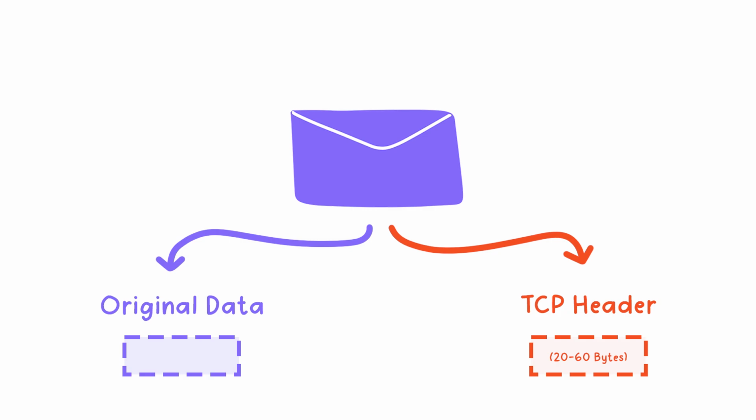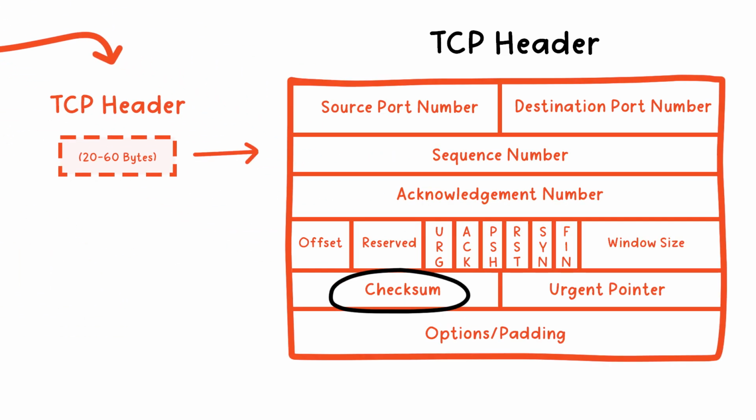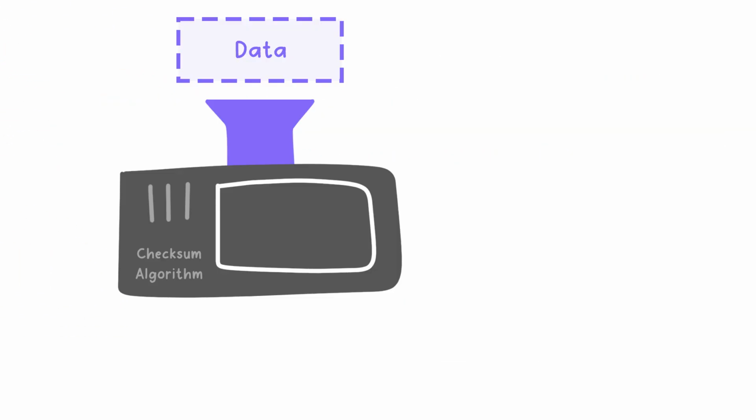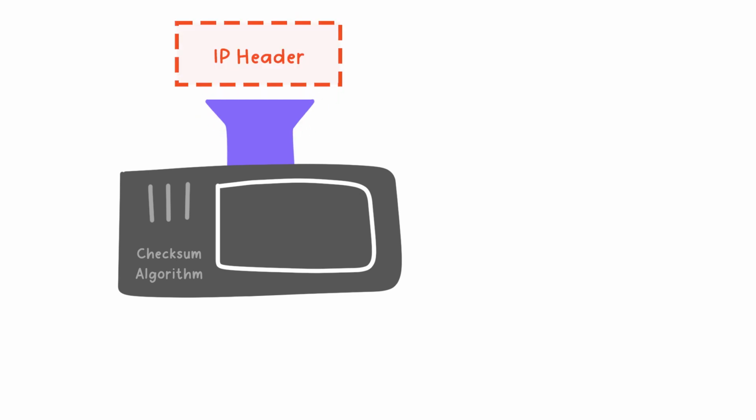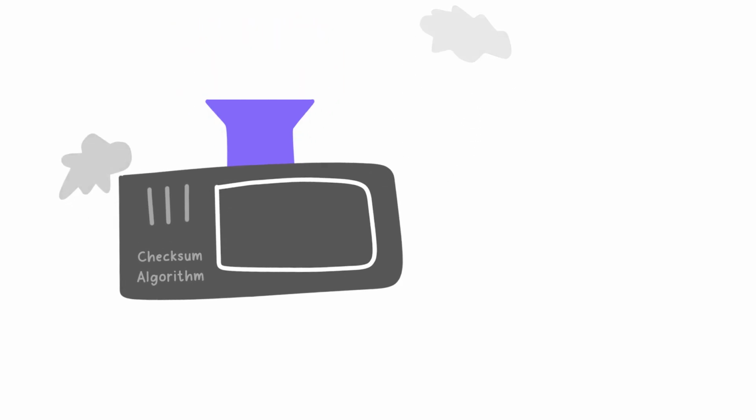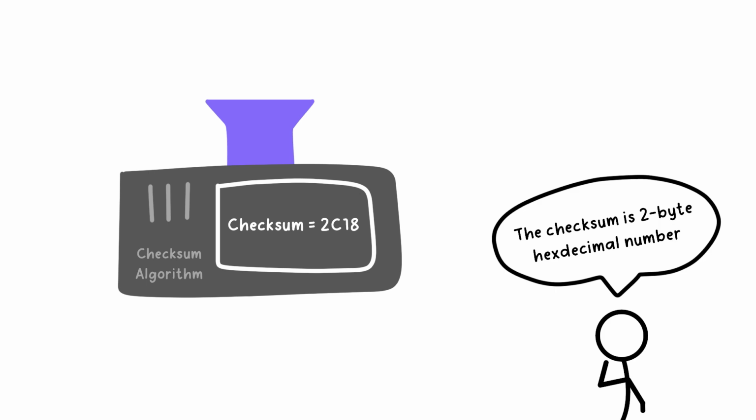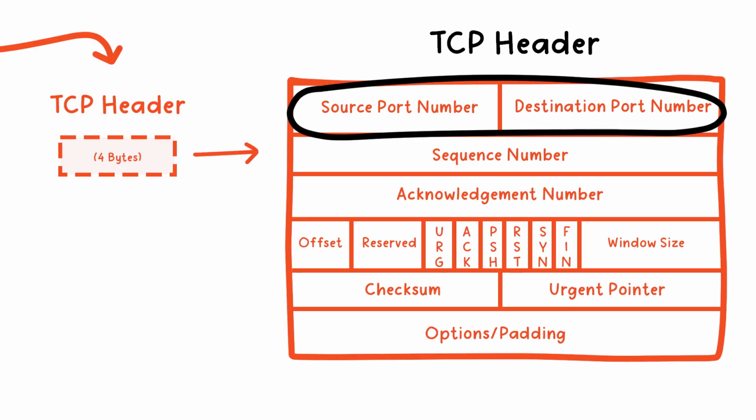Now, when the client is ready to send data, the data is broken up into different packets to avoid overwhelming the network. TCP also requires important information to be placed inside the header. This includes things like a checksum, which is calculated based on the data, TCP and IP header using an algorithm so the receiver can perform the same calculation and verify that the data hasn't been corrupted. There's also the source and destination port numbers.